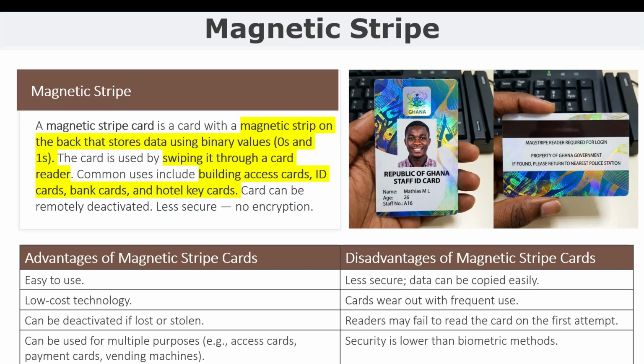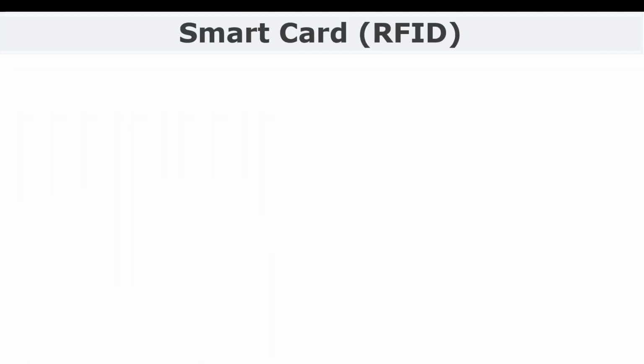Security layer, because there's no biometric method. I mean, it is not too safe. Security wise, it is lower than the biometric method of verification. So that is it about magnetic stripe.